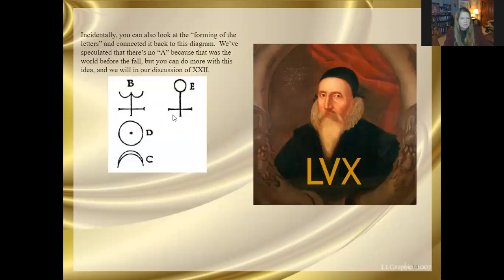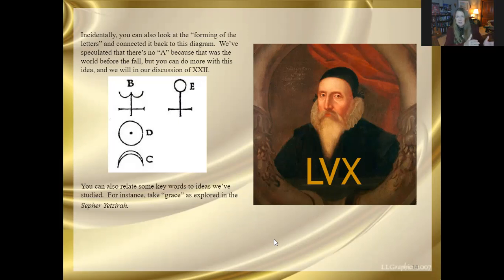I do want to mention again about the forming of letters. He talks about that here. I was going to have that discussion here, but this has gotten to be a very long video, so I'm going to roll in a discussion just of this symbol into one looking at this and the opening symbol in Theorem 22. All right. You can also relate particular keywords that you see in this theorem and others to attributes or qualities you find in the Sefer Yetzirah, like take grace as explored in the Sefer Yetzirah.